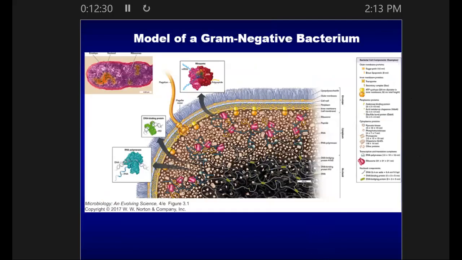So with a gram-negative bacterium, I like this image because it shows just how busy a bacterial cell is, all kinds of stuff packed in there.